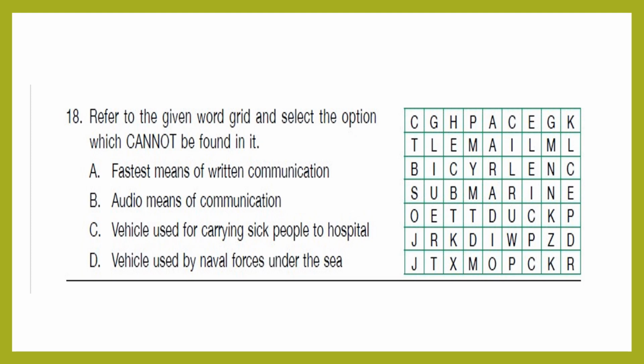Fastest means of written communication is email, which we can find here. Audio means of communication is radio, which is written here. Vehicle used by naval forces under the sea is submarine, and we can find submarine here. Vehicle used for carrying sick people to hospital is ambulance, which is not present in this grid. So answer is option C.